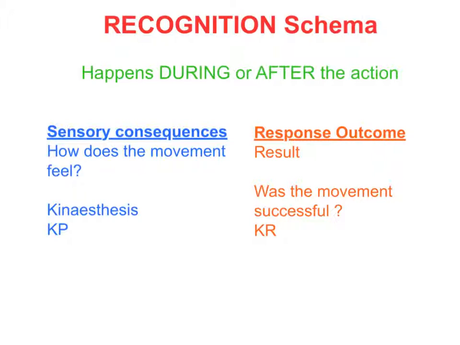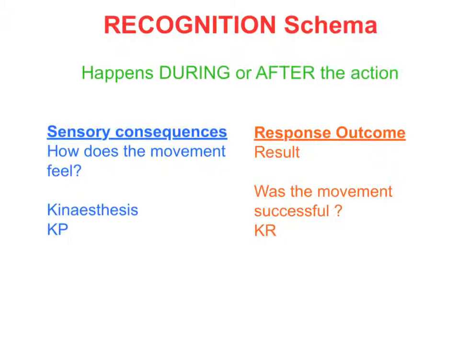So it could have been, for example, that I actually caught it in the tips of my fingers, that I got my hand in a slightly wrong position, and therefore the response outcome, which is the last of the 4 sources, which is the result, might have been unsuccessful. So this is my knowledge of results here, and I might have dropped that catch because I got it in the wrong position.